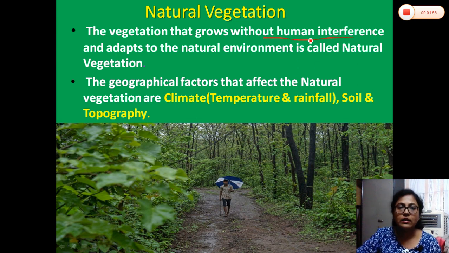So, what is the difference from a garden? The difference between the plants in a garden and the plants in the natural or forest area is that in the garden the farmers or we ourselves plant the plants, but in natural vegetation the plants grow in their own natural environment without any human interference. The geographical factors responsible for that are, one, climate, with temperature and rainfall as the two main elements of climate, then soil and topography.